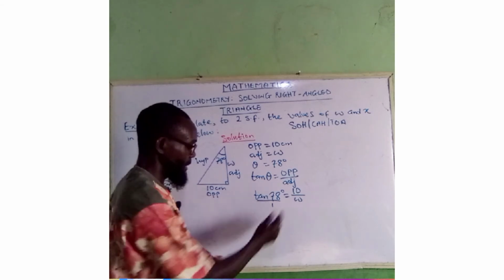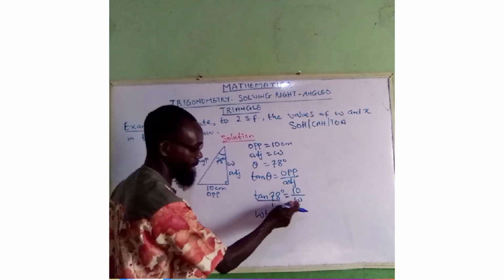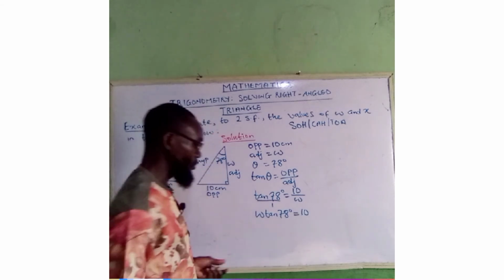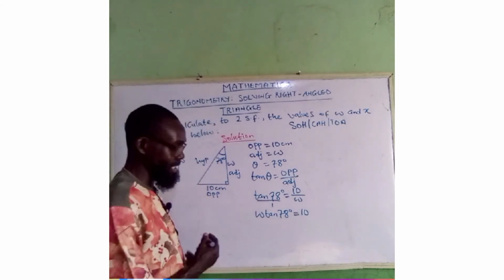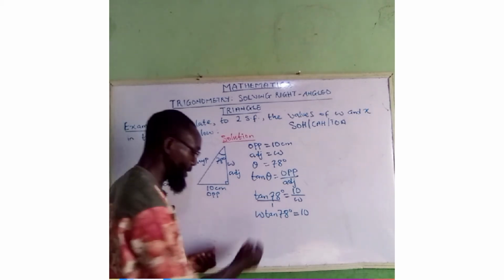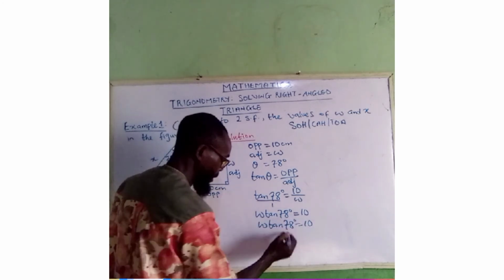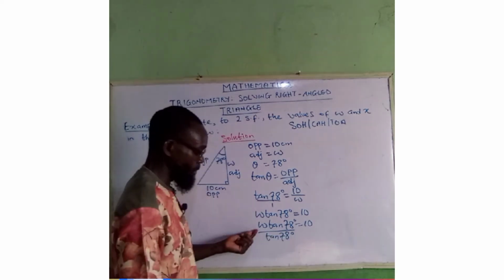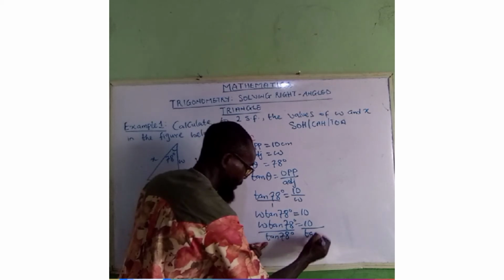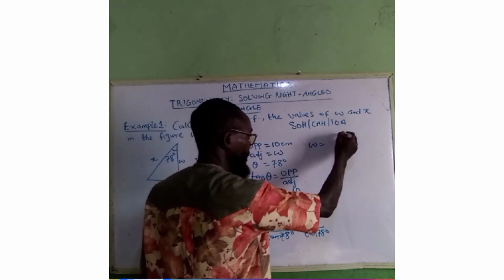We cross multiply. Then we have W tan 78 degrees. When you cross multiply, this moves to this, meets this. So we have 10 multiplied by 1, 10. Now, the same thing we did in the first calculation: to get this W, we divide both sides by tan 78 degrees. So W tan 78 degrees divided by tan 78 degrees is equal to 10 divided by tan 78 degrees. This goes in this. So our W equals 10 divided by tan 78 degrees.